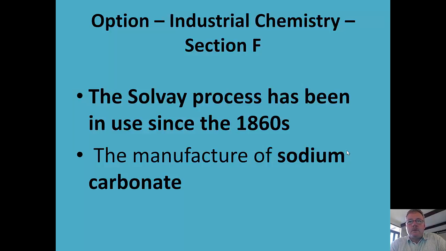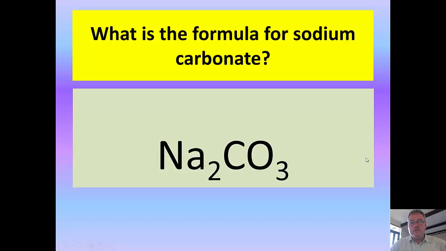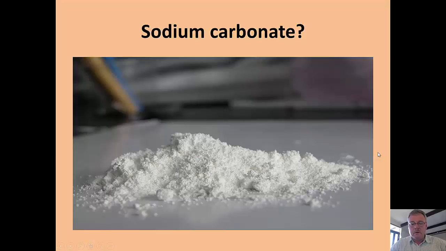This portion is about the Solvay process. It's been used since the 1860s in the manufacture of sodium carbonate. Sodium carbonate is Na2CO3. If you see NaHCO3, that's sodium bicarbonate. So here we have sodium carbonate, and it's a white powder.